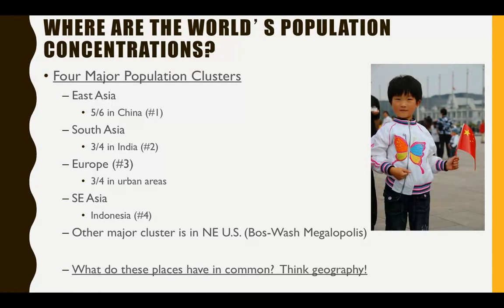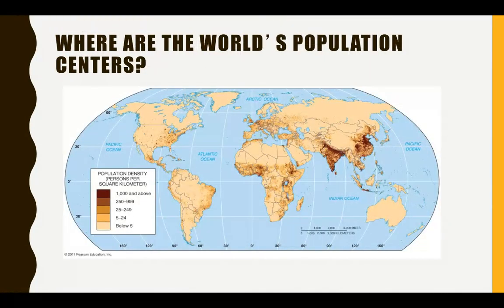But all of those places have some common geographic characteristics, and that is they are all located for the most part on the coast, and they all have access to water and farmland, which are very important things for humans to have. That is why we see such major population clusters in those areas. There we see them again, this time different type of map, but you can see the clusters there: East Asia, South Asia, Southeast Asia, and then obviously Europe. And you can also see that New England megalopolis on the coast as well.